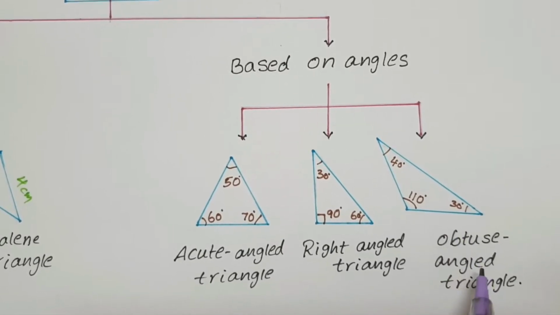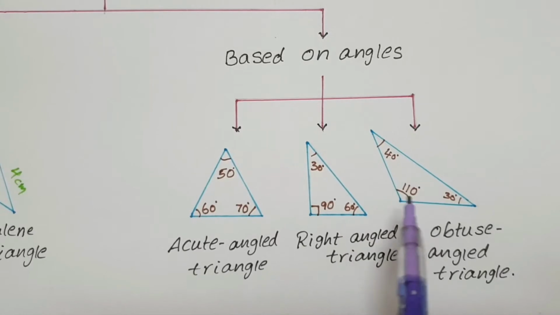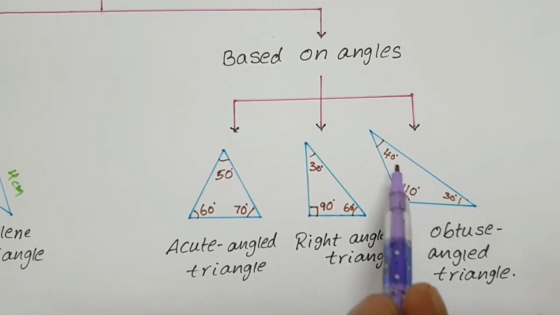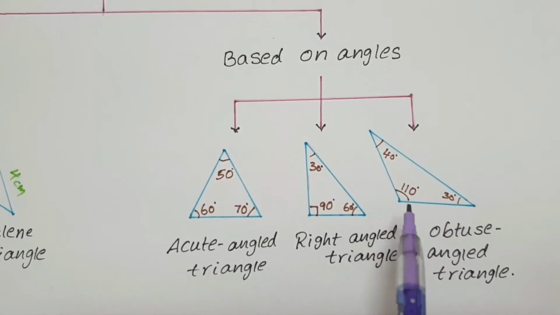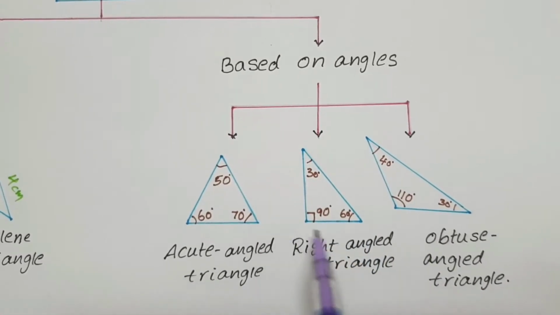Next, obtuse angle triangle. Obtuse means one of the angles is above 90 degrees. Here 110, 40, 30. One of the angles is above 90, so it is called an obtuse angle triangle based on angles. Next.